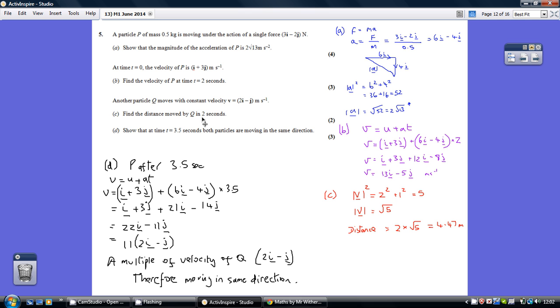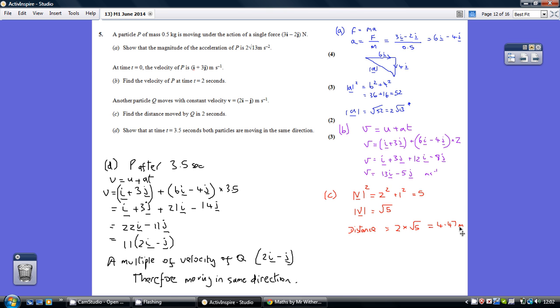Now for part C, we've got a new particle Q moving at this velocity. Find the distance moved in 2 seconds. Well, let's just work out the magnitude of the velocity to start off with, again using Pythagoras. So that is root 5, so that's in 1 second rather. So in 2 seconds, the distance travelled is going to be 2 lots of root 5 meters per second, which is 4.47 meters.